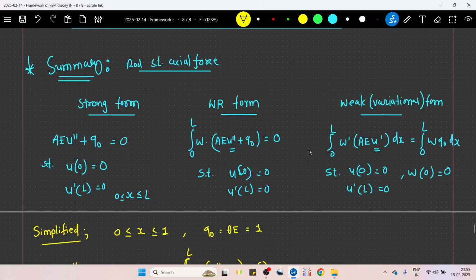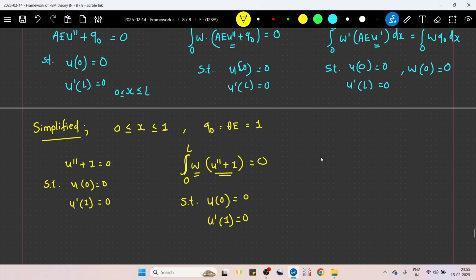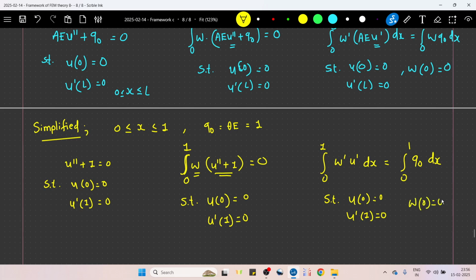And what will be the weak form for this? It is very simple: the integral from 0 to 1 of w dash u dash dx is equal to the integral from 0 to 1 of q0 dx, with u at 0 equal to 0, u dash at 1 equal to 0, and w0 equal to 0.